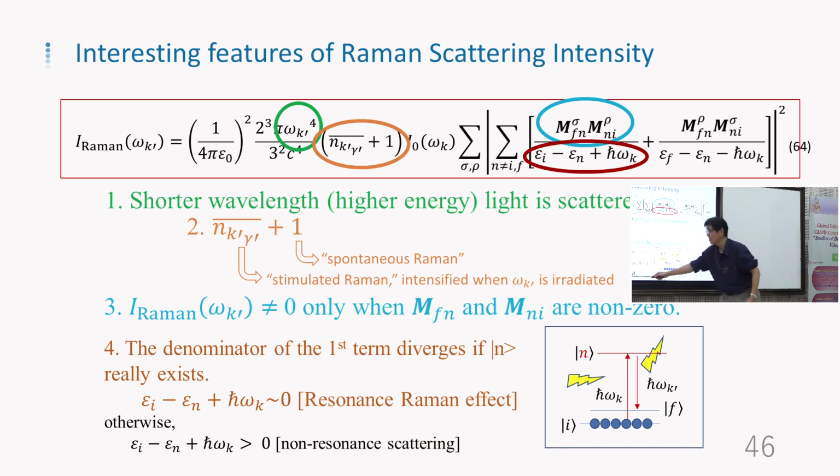If the denominator is larger than zero or large enough, it happens when n is far from the excitation wavelength. Then this term is non-zero. In this case, it corresponds to non-resonance Raman scattering. Okay, so this equation tells us some interesting and important features of the Raman scattering process.